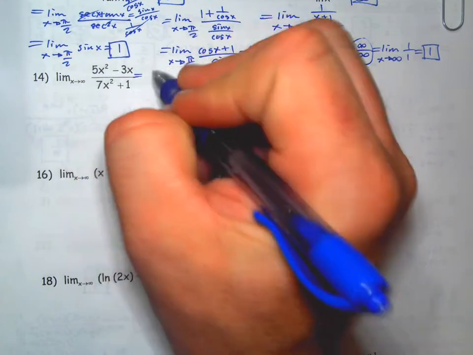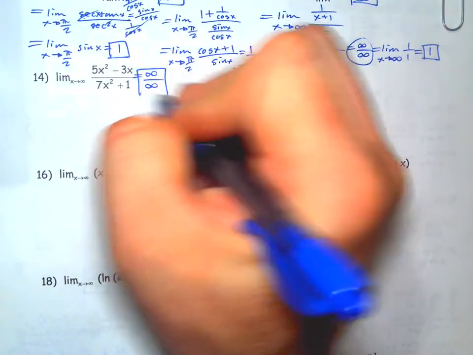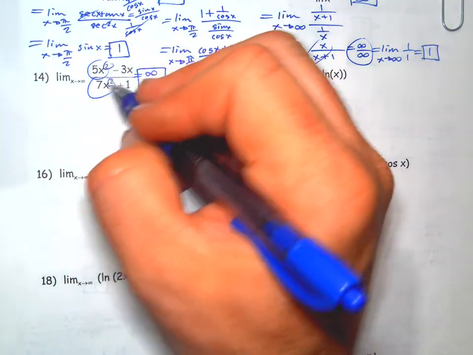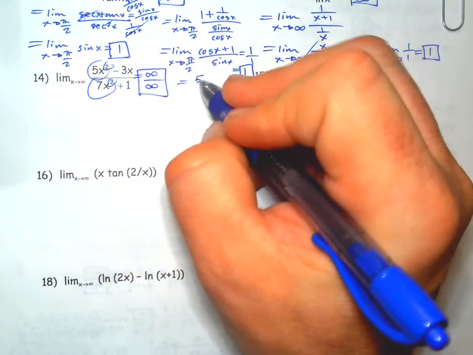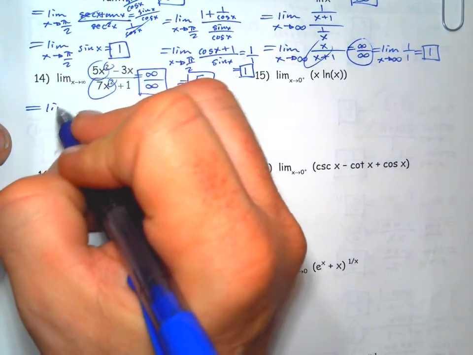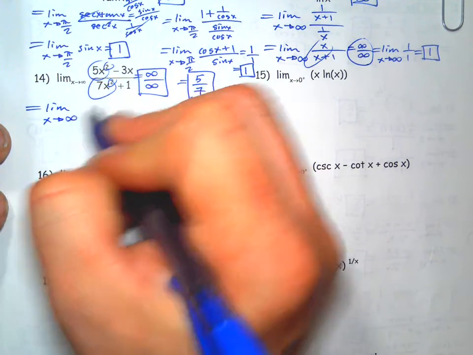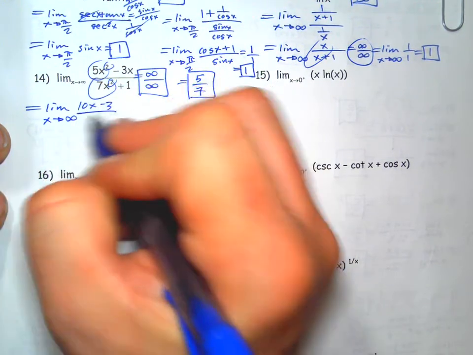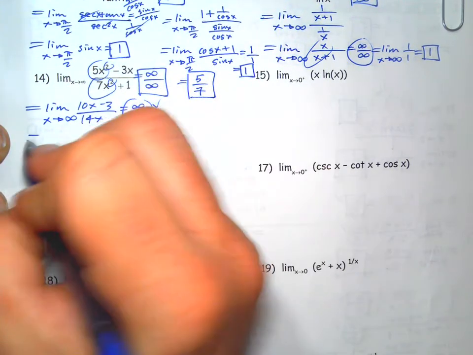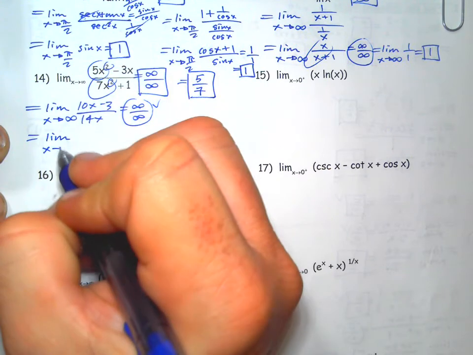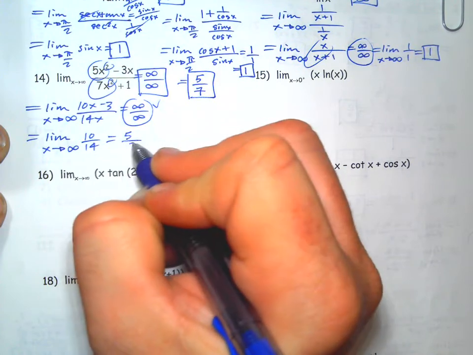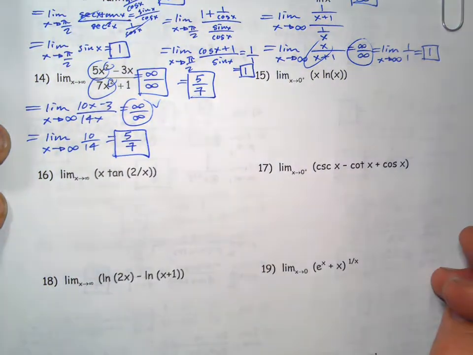Okay, this one is going to be infinity over infinity. Without L'Hopital's rule, you just look at the dominant terms. They have the same degree, ratio of the coefficients. Answer is 5/7. That's without L'Hopital's rule, if you're going to infinity. But we could do L'Hopital's rule. We get infinity over infinity again. So we do it again. And the answer is 5/7, just like we said.